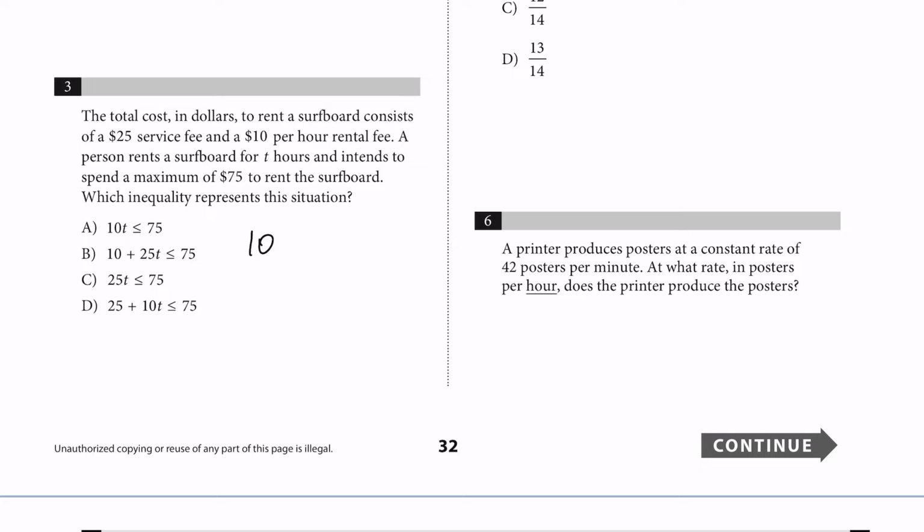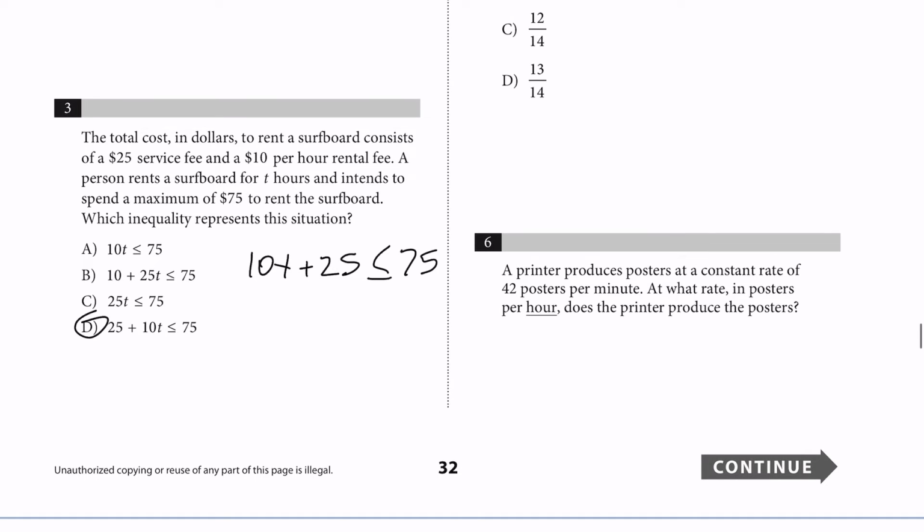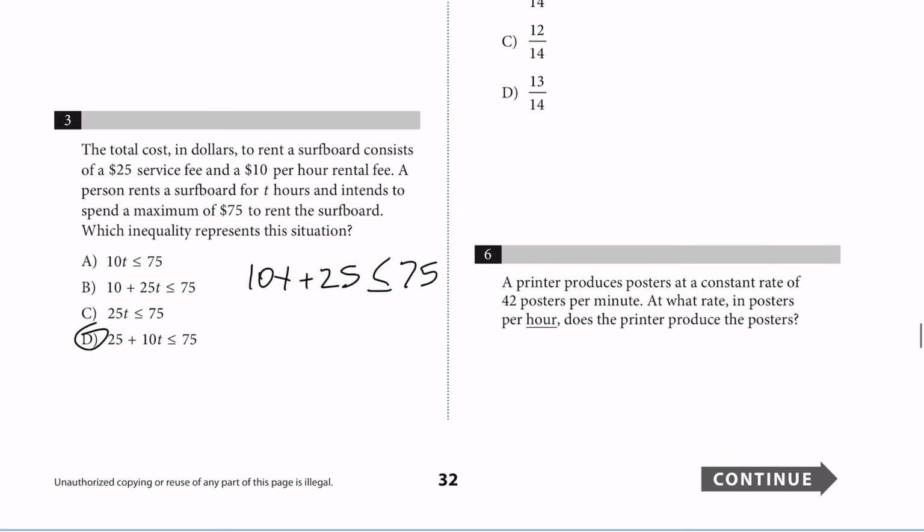So that'll be 10t plus 25. And then that's going to be less than or equal to 75 because it can be up to 75. It cannot be above 75. And we can see that matches answer choice D. You can see C omits the $10 entirely and charges hourly for the service fee. B has them backwards, and A omits the $25. So we can see those are incorrect.